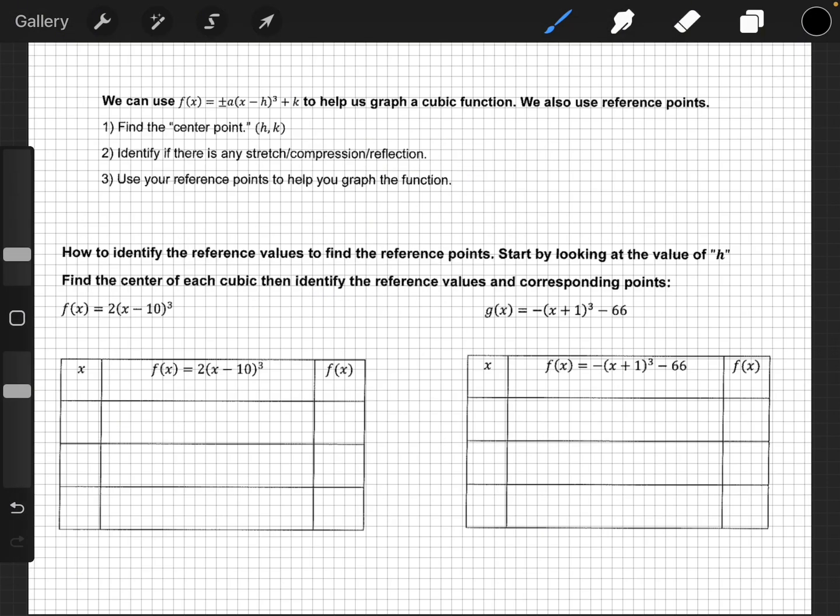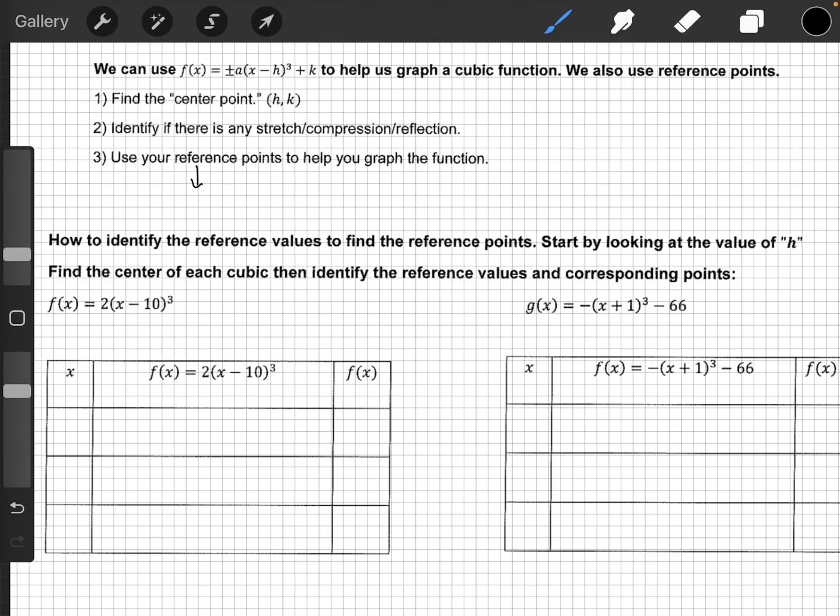We can use f of x is equal to positive or negative a times x minus h cubed plus k to help us graph a cubic function. We also use reference points. So the steps here is to find the center point, which we know is h, k, then we'll identify if there's any sort of stretch, compression, or reflections. And we'll use our reference points to help us graph a function.